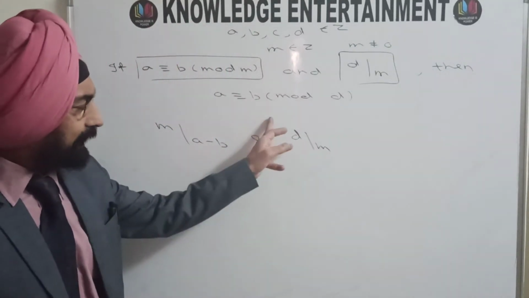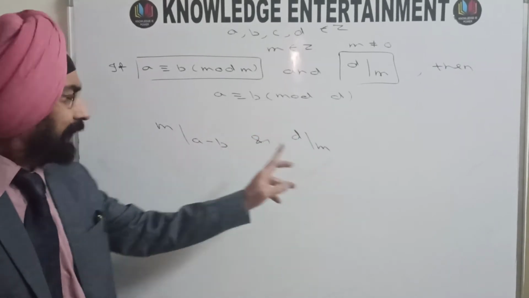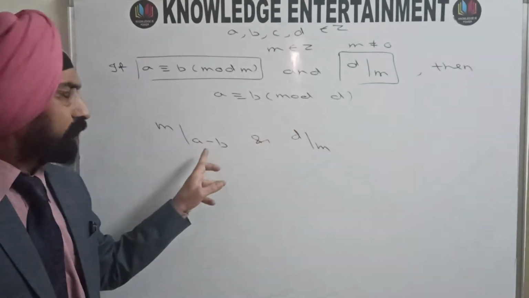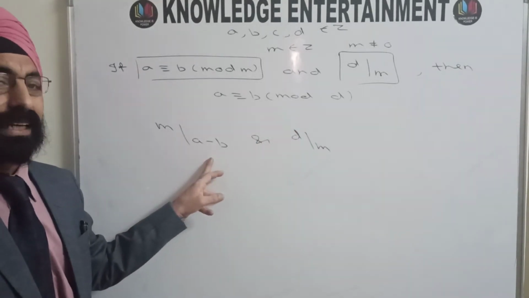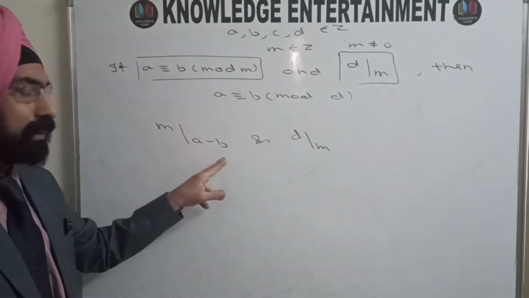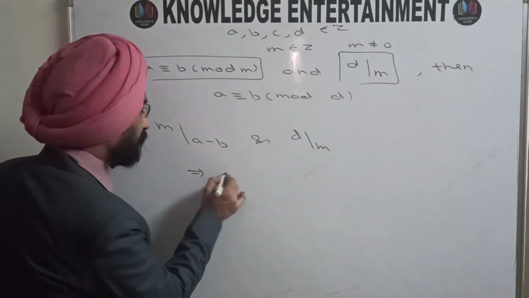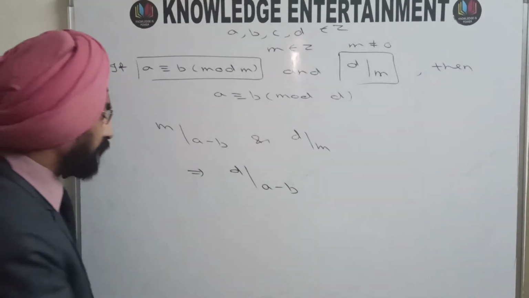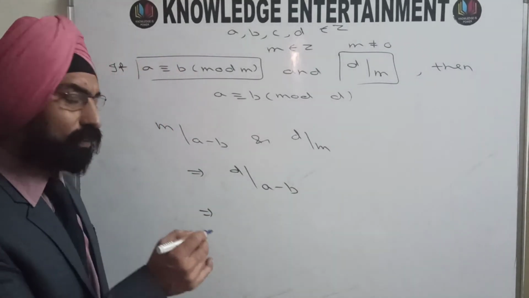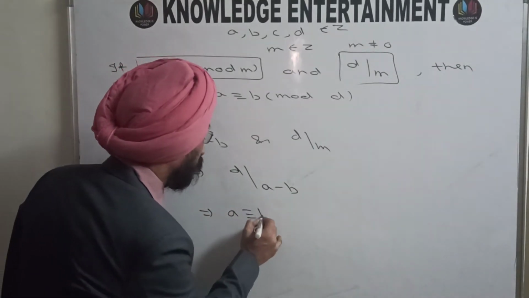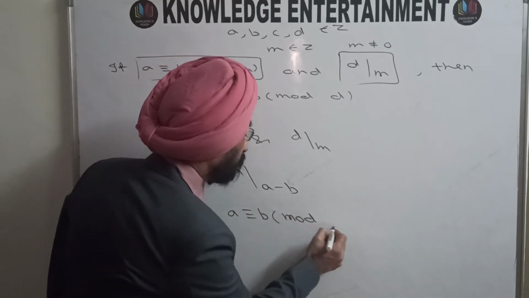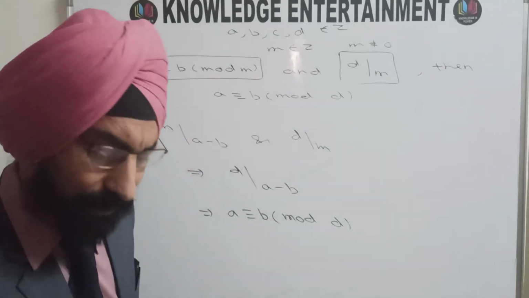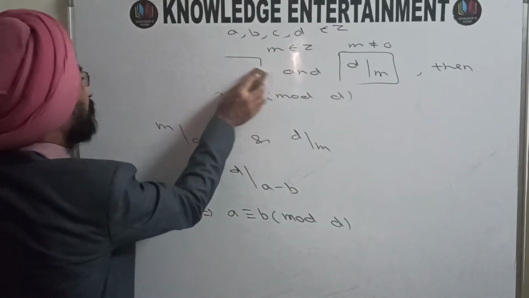Look carefully, D is a divisor of M and M is a divisor of A minus B. Does it not mean that D is also a divisor of A minus B? Yes, it is. If D divides M and M divides A minus B, then directly it means that D divides A minus B. And if D divides A minus B, then by definition of congruences, it follows that A is congruent to B modulo D. So here is the first very trivial result about congruences. So let us move on to another result.